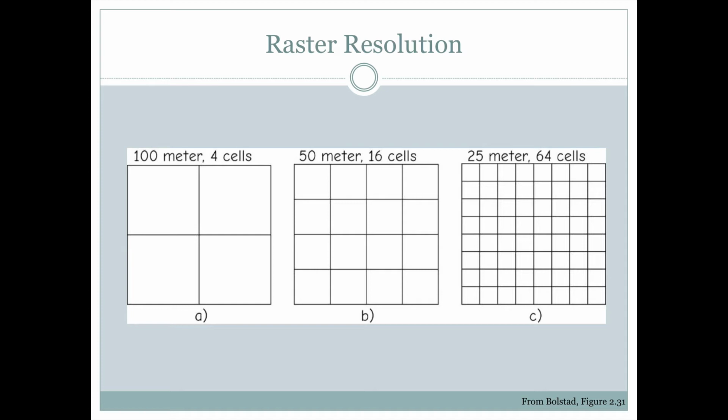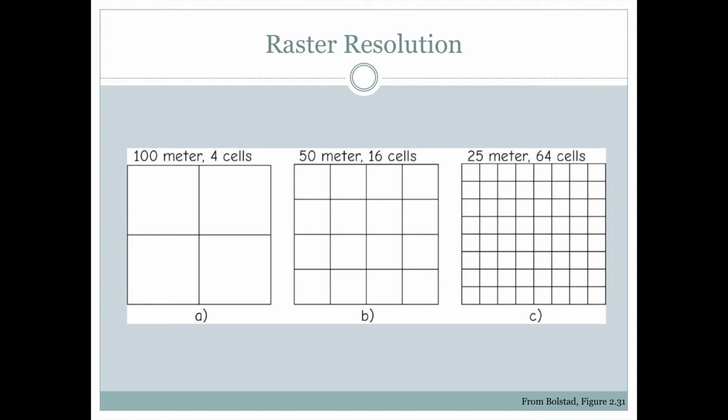If we have a 100 meter by 100 meter grid, as shown on the left, we would have 4 grid cells within this area. However, if we cut the sides of those grid cells in half and make each one 50 meters, then we can see we don't get twice the number of pixels, we actually get 4 times the number of pixels. We go from 4 cells to 16 cells. And if we do it again, once again, we get 4 times as many pixels, going down to 25 meters and up to 64 cells of resolution.